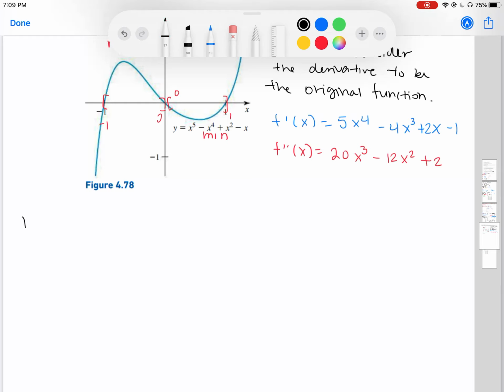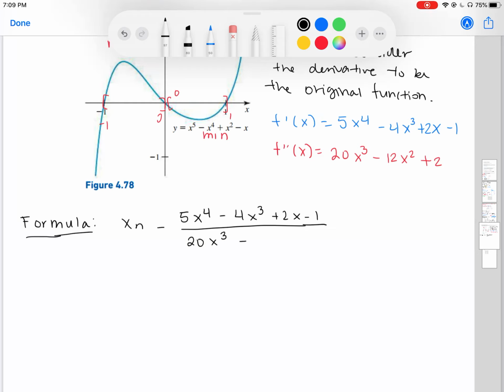Now, again, recall your formula. x sub n minus our original function, which is 5x to the fourth power minus 4x cubed plus 2x minus 1, divided by our derivative, which would be our second derivative, so 20x cubed minus 12x squared plus 2. And I keep forgetting those sub-n notations because they're not x's. We're manipulating our x's. Okay, and again, let's simplify.